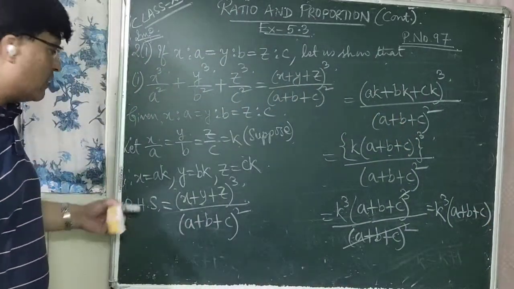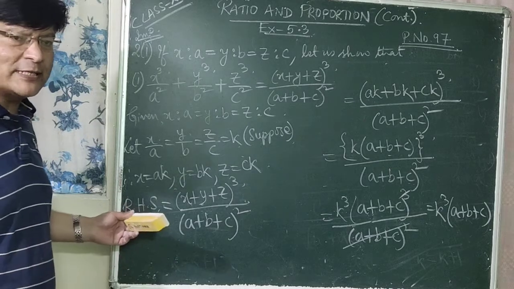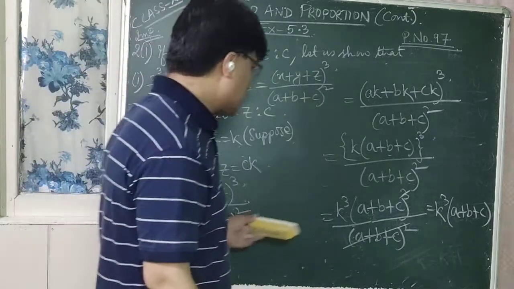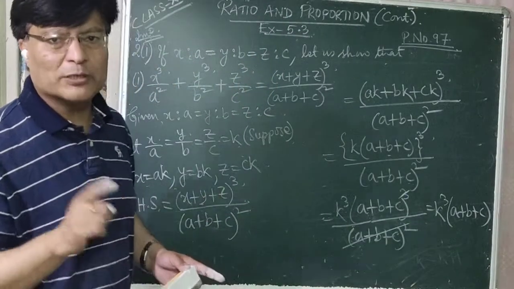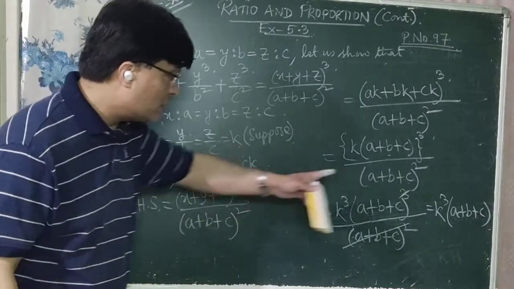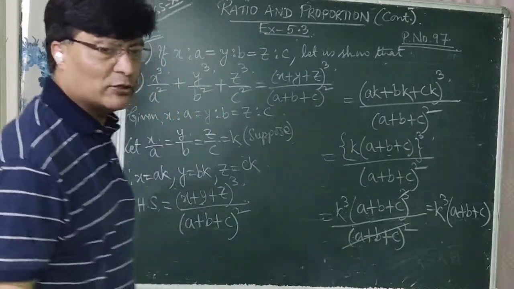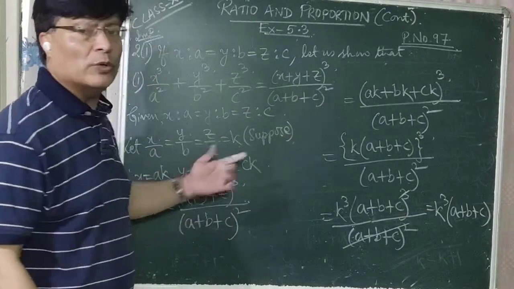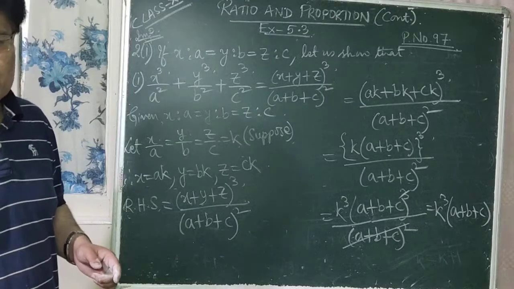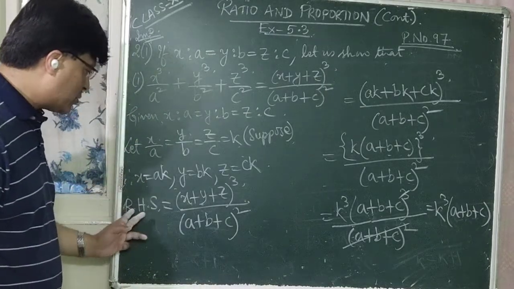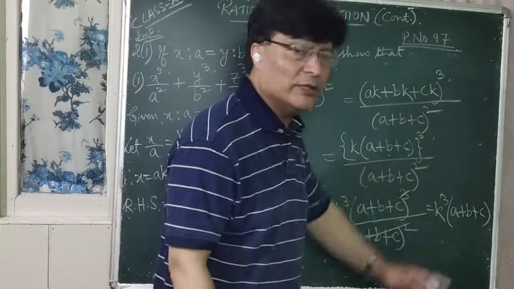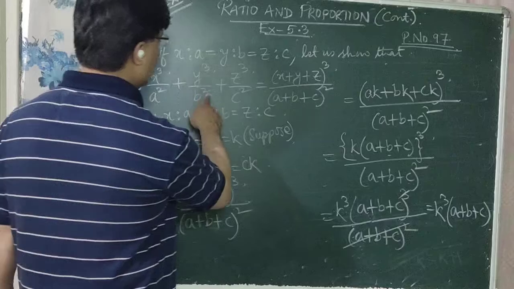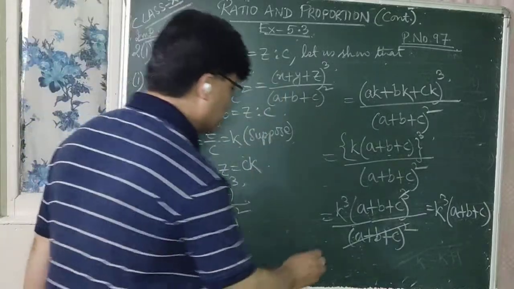So you can check the value of LHS. What was the value for LHS? We have just determined that LHS was K cube into (A plus B plus C). And right hand side is also K cube into (A plus B plus C). Left hand side was K cube within bracket A plus B plus C, and just now we got right hand side as K cube within bracket A plus B plus C. That means we have proved the result. This LHS is equal to RHS. So write down the answer.